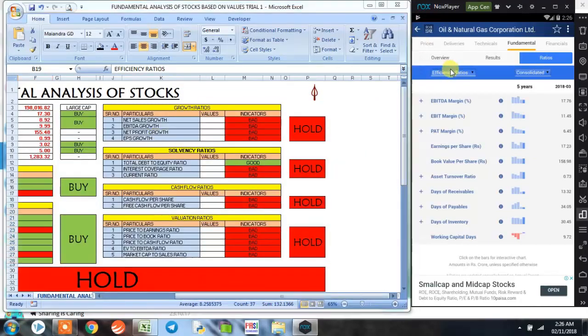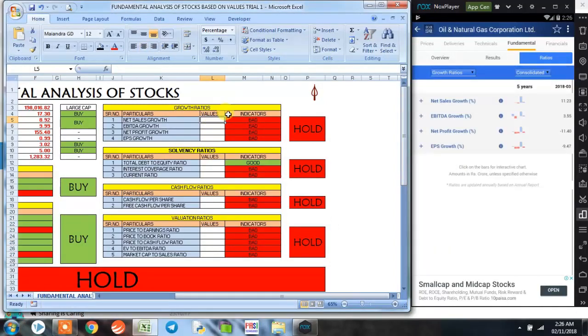Now coming on to the growth ratio. The first is net sales growth, which is 11.23. EBITDA growth is 3.55. Net profit growth is minus 11.40 and EPS growth is minus 9.47. Even the growth ratio has given us a signal to buy this stock at this point of time.